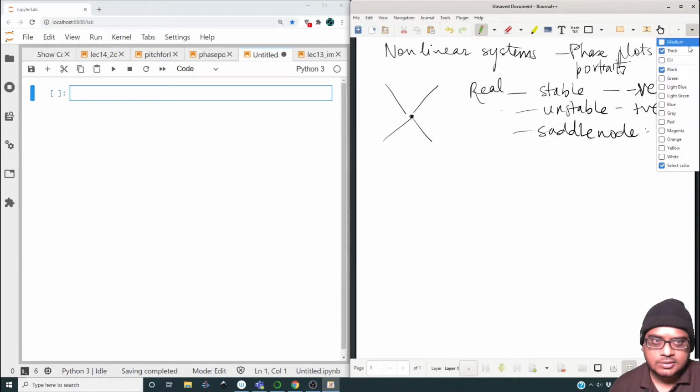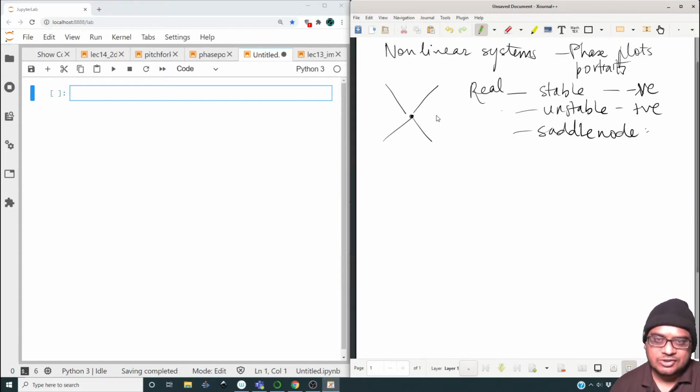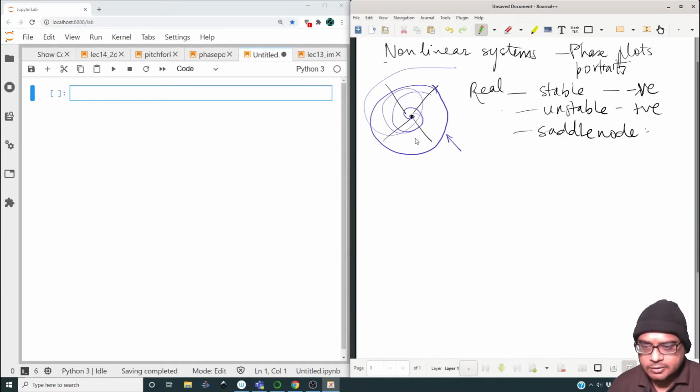Then we have seen that for the case of imaginary eigenvalues, the behavior is either a spiral inwards or a spiral outwards depending on the sign of the real part, or a closed orbit. This is the case where the real part is equal to 0, so it is purely imaginary. Now these ideas can be used to analyze nonlinear systems as well. In particular, if we have fixed points, then we can perform linearization near the fixed points and see the behavior.